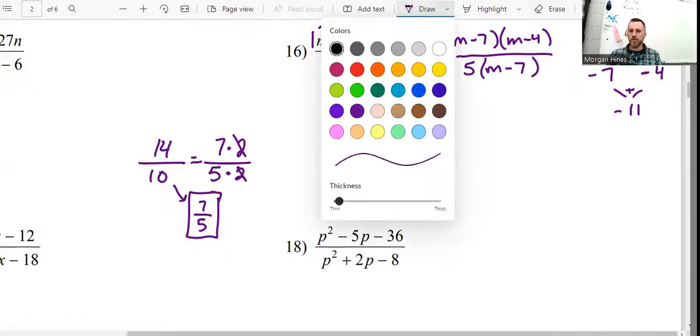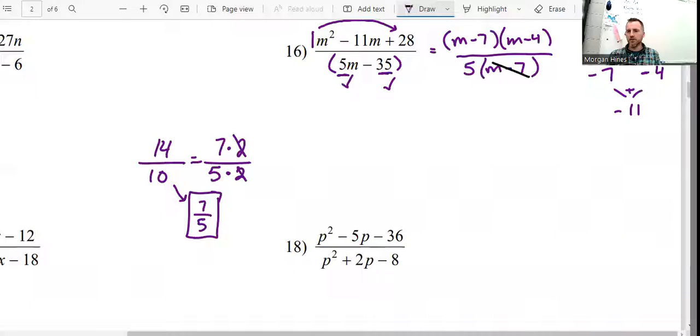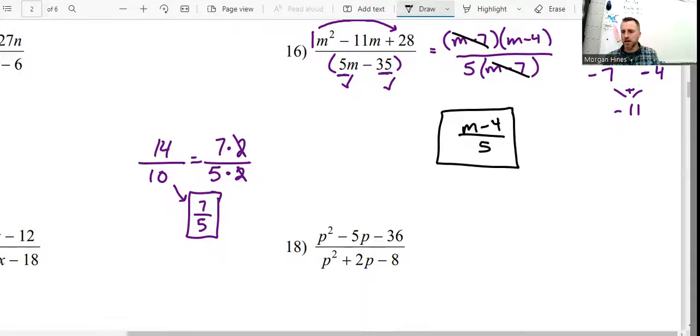And what do we have here? We have m minus 7s that divide out, leaves us with m minus 4 over 5 as our final solution. And m cannot be what? Remember, it's the denominator of the original. So anything that would make that denominator be 0 is no go. In that case, m cannot be 7.